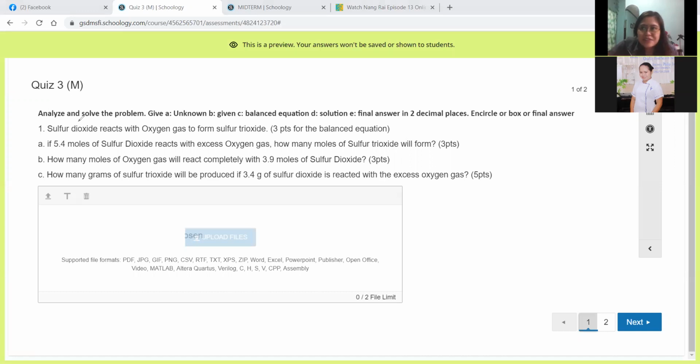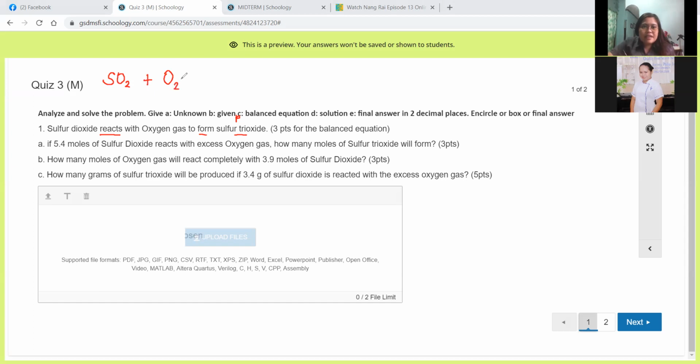So let's analyze the problem first. Sulfur dioxide reacts. This is your hint that sulfur dioxide is a reactant, and another reactant is oxygen, because sulfur dioxide reacts with oxygen gas to form. So this is your hint that sulfur trioxide is your product. Therefore, if you make the balanced equation for this problem, you will have sulfur dioxide, SO2, plus oxygen gas.